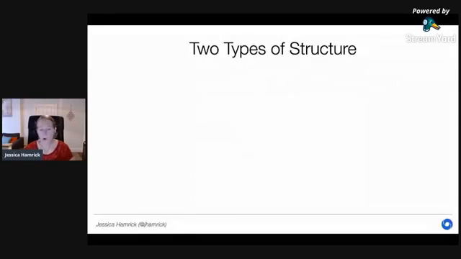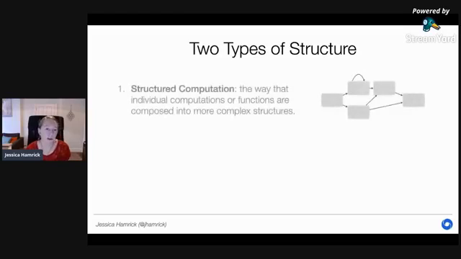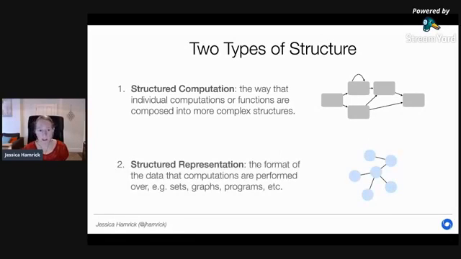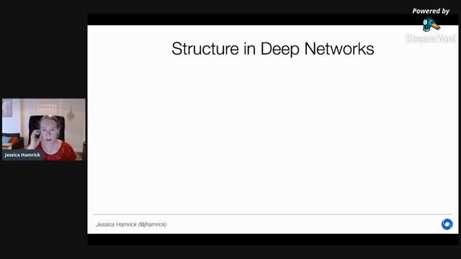And there's lots of ways, of course, that we can build structure into our models, but I want to focus on dividing them into two categories. One is structured computation, which is the way that the individual computations or functions are composed into more complex structures, and structured representations, which is the format of the data that computations are performed over, like sets, graphs, programs, or so on. So we can view structured computation and structured representation in terms of existing components in deep learning.